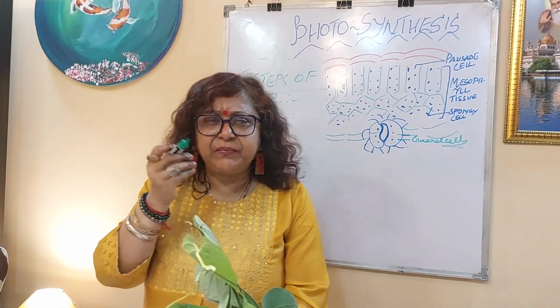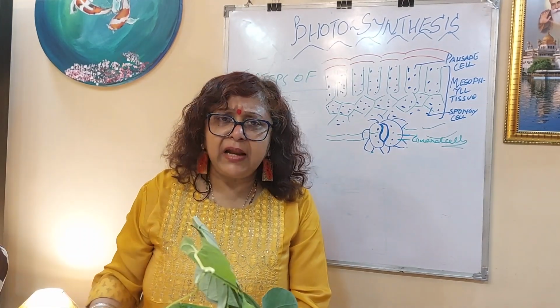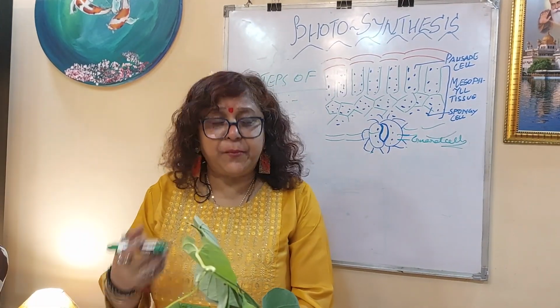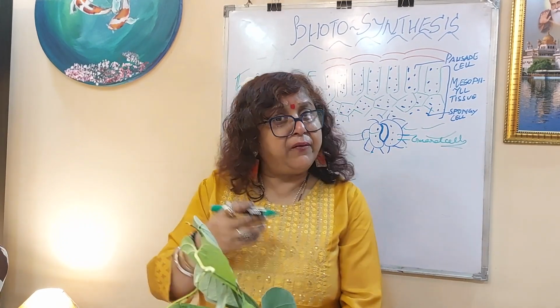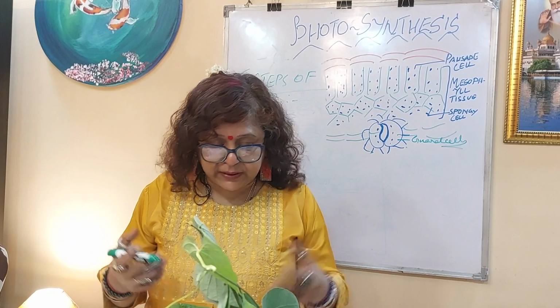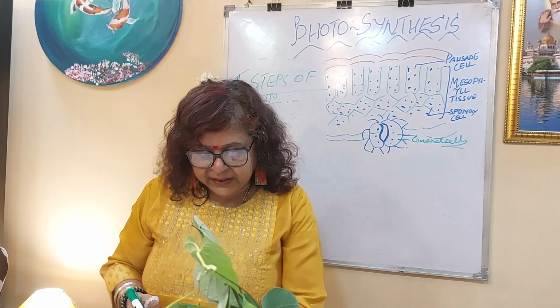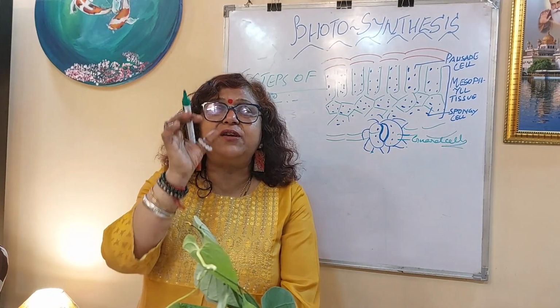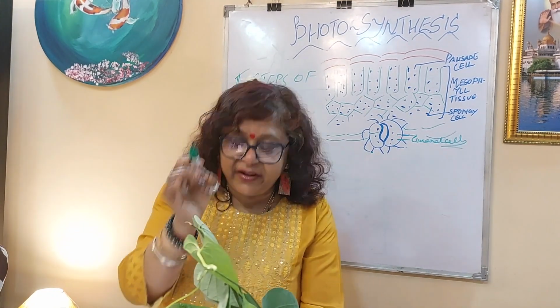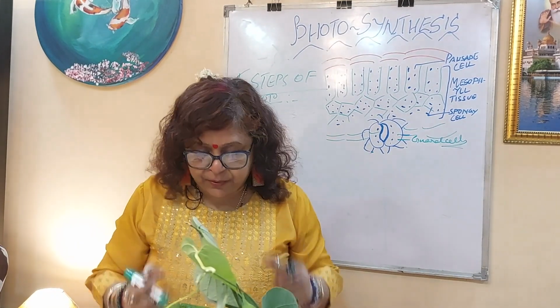So the next important requirement is that it has numerous stomata. Around 500 to 5,000 stomata are there in the leaf, so that maximum photosynthesis takes place. Then the leaf should be thin, because the thinner the leaf, the more rapid the transport of water between the cells takes place.